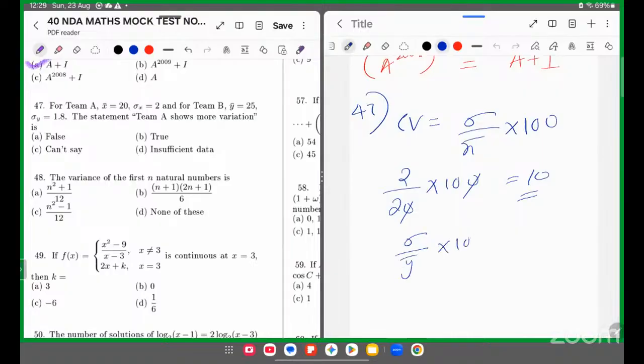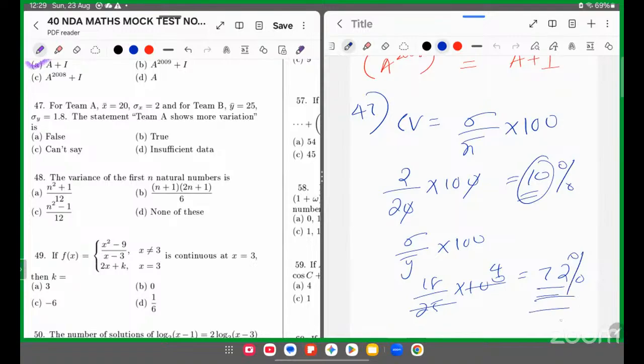y bar into 100 means 18 divided by 25 into 100, 4 into 18. 4 into 18 becomes 72. So this is actually 10% variation, and this is actually 72% variation.